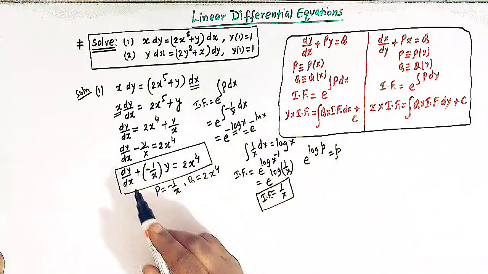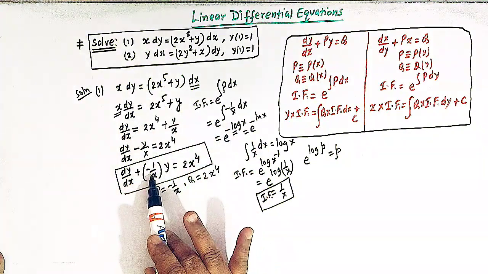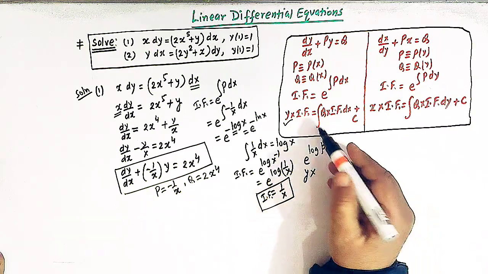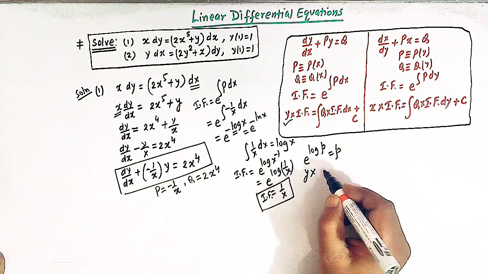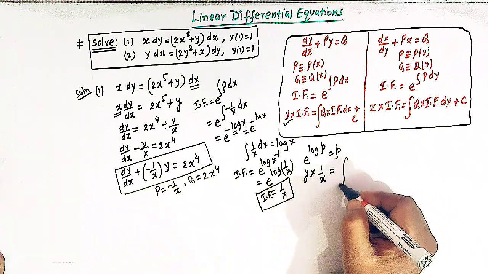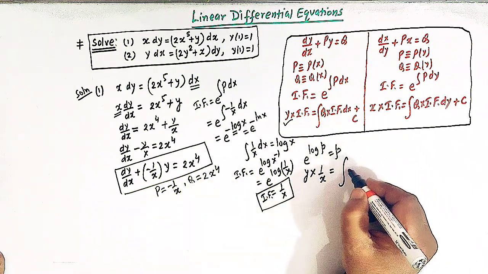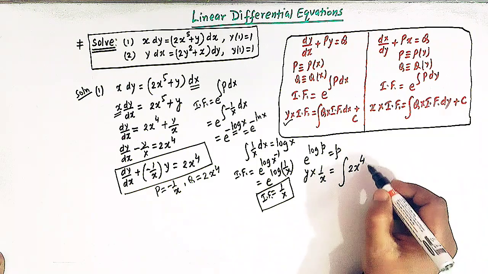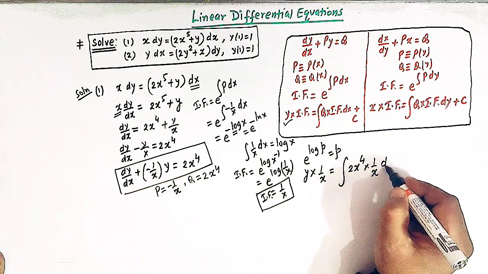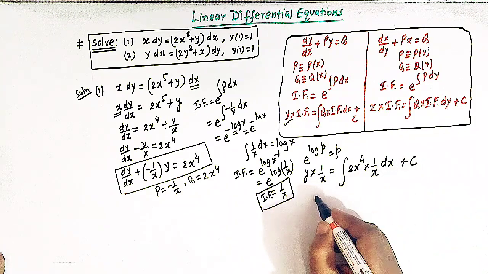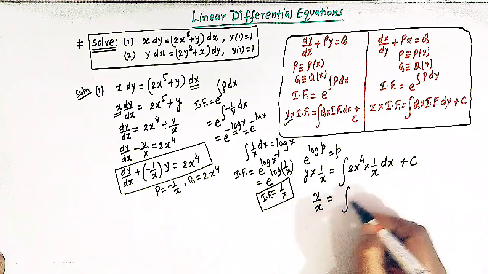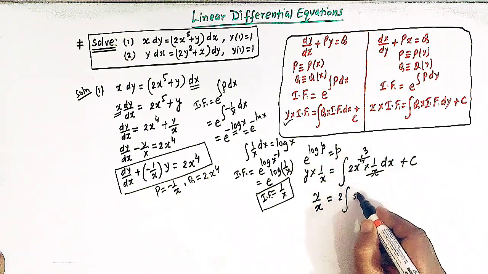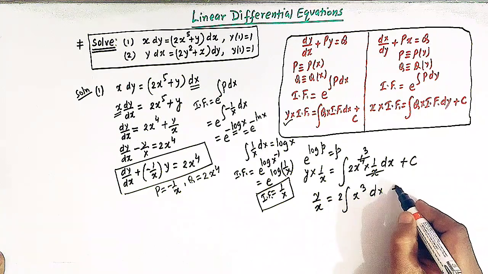So now the solution of this equation is given by this expression. We have y times the integrating factor 1 over x. Then we have q, which is 2x raised to 4, multiplied by the integrating factor 1 over x, dx, plus c, where c is the constant of integration. Now x and x get cancelled. We have 2x cube dx plus c.